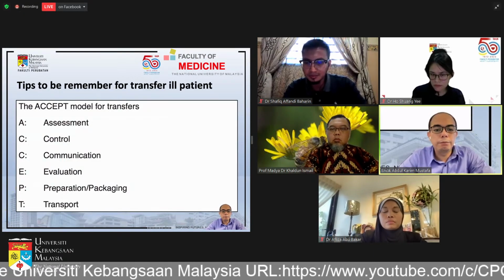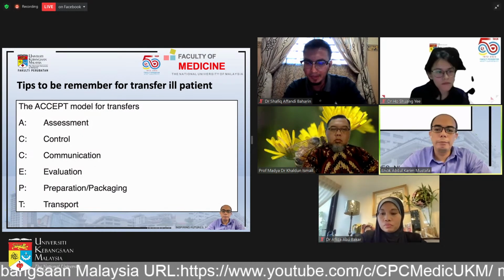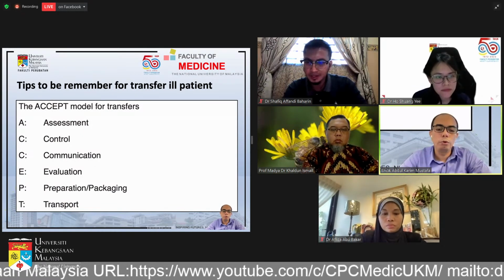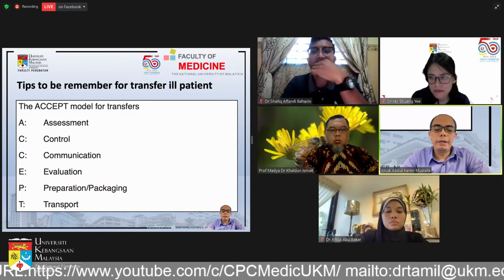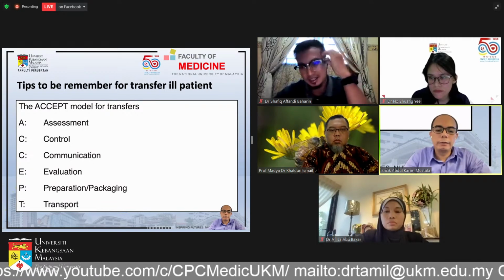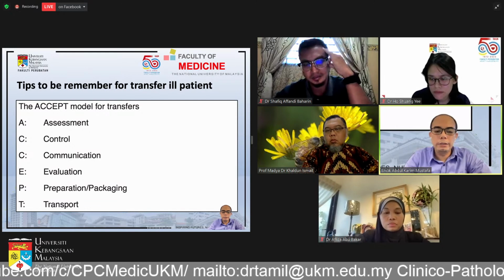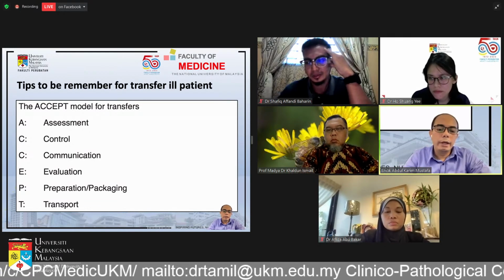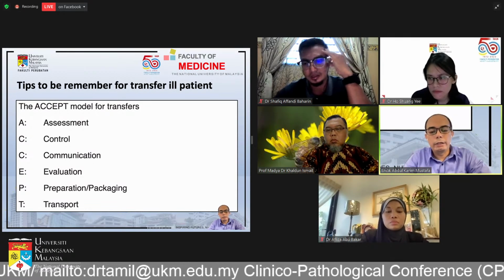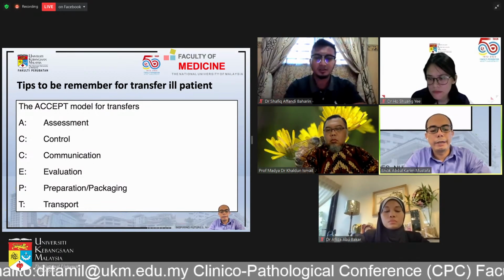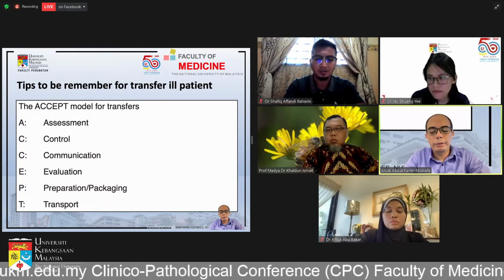And this is a tip to remember before we transfer this patient. The ACCEPT model: assessment of the patient thoroughly from head to toe before we transfer; control, how we control the patient and the management inside the ambulance, outside the ambulance, and in transfer; communication must be established between the receiving hospital and the sending hospital; evaluation thoroughly before, during, and after; and preparation and packaging of the patient must be clear because we want to reduce hypothermia in this kind of patient.